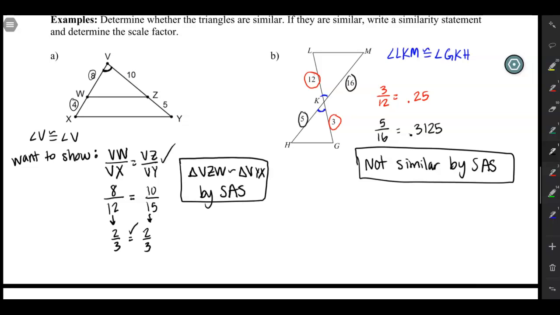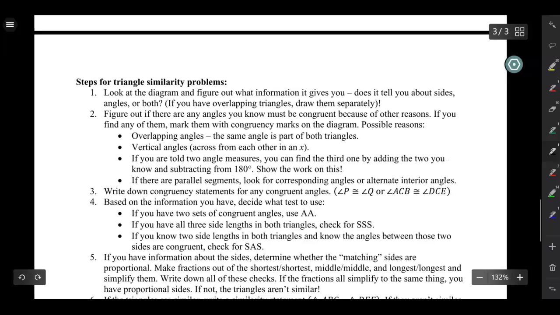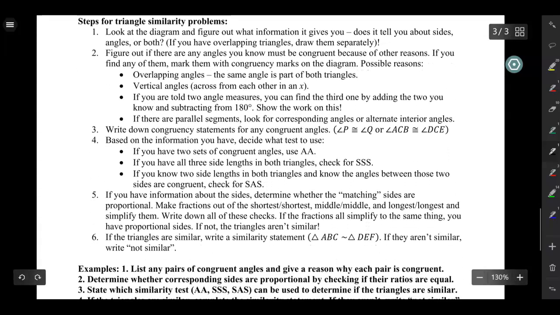Okay, so those are our 3 shortcuts to proving that triangles are similar or not similar. Sometimes what we are going to have the biggest trouble with is just figuring out which of these 3 to use. So I'm going to run through a couple of things that can help you figure that out. First of all, I would recommend looking at your diagram and figuring out what information you have. Do you know angles? Do you know side lengths? Do you know a combination of angles and side lengths?